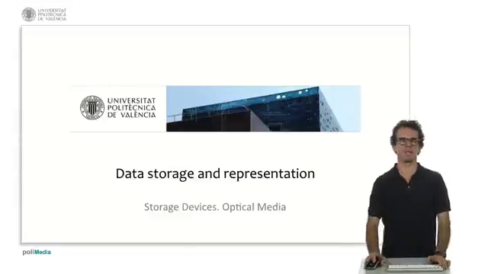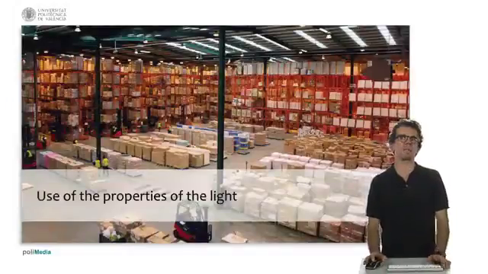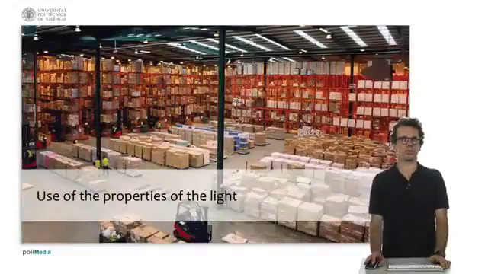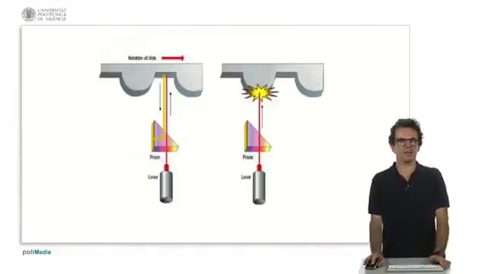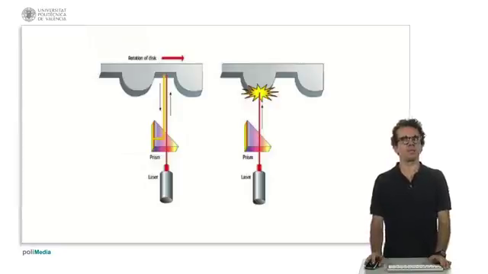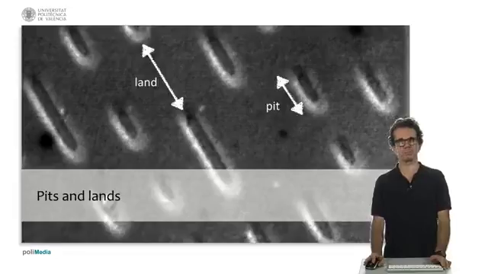Hi. In this part, we'll learn how the information is stored in optical media. Optical media use the properties of light to store information on a material with reflective capabilities. Basically, physical changes are made on the material, so the light is reflected in a different way. On the surface, we can find some depressions that make the light be reflected differently, representing ones or zeros.